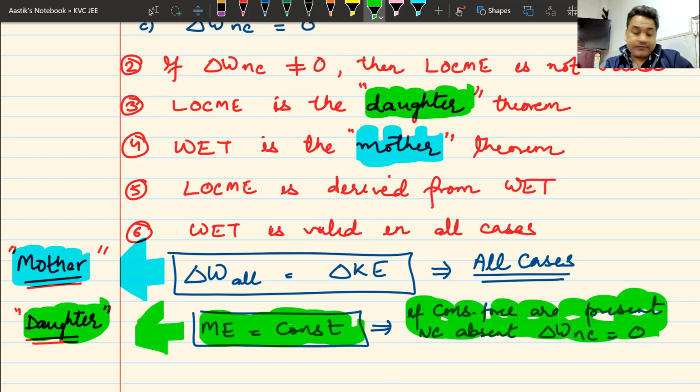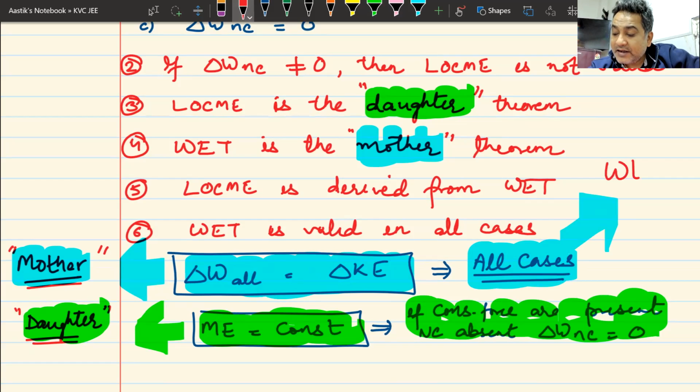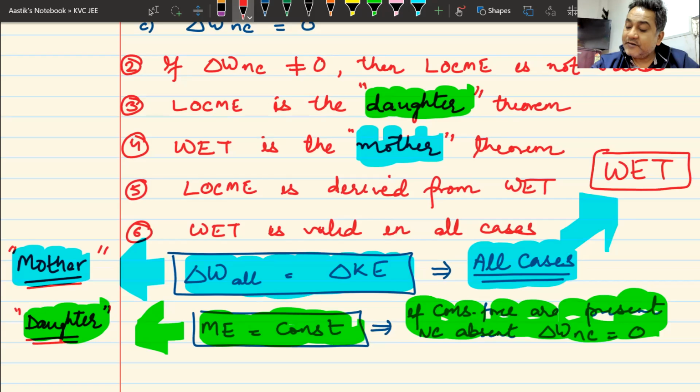We can always apply the work energy theorem in all the cases. Don't have to worry. This is my work energy theorem. You can apply it on all the cases. Don't have to think whether conservative forces are there or non-conservative forces are there. Apply it wherever you feel like. Mother theorem.